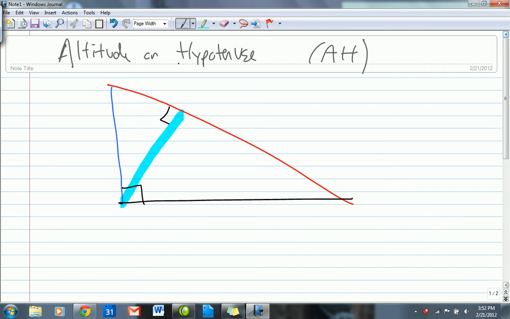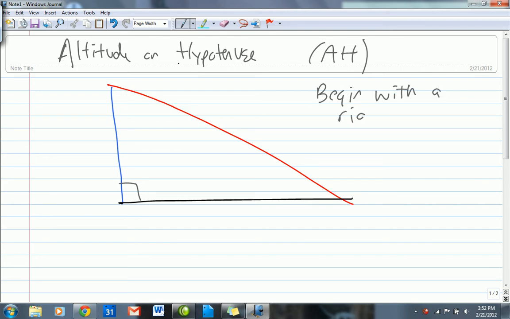Hi there. In this video, I'm going to introduce to you an idea I call AH, altitude on hypotenuse. And so basically, here's the deal. What we do in this particular theorem is we start with a right triangle, and so that's necessary. Okay, you begin with a right triangle. Note the larger right triangle here.